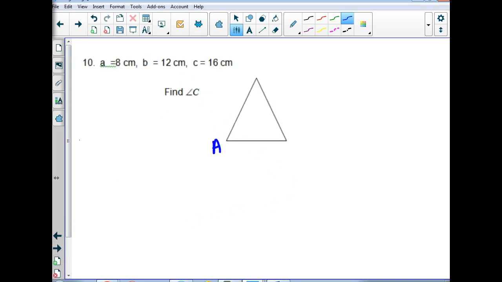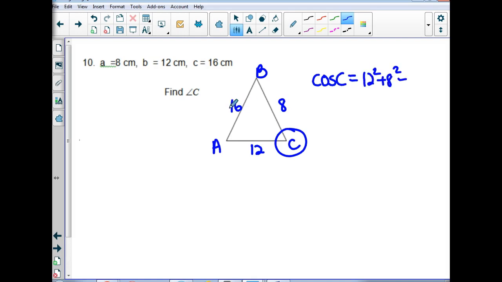Next one and last one on the quiz preview, ABC. Little a would be 8, little b would be 12, opposite big B, and C would be 16. And we want to find angle C. Since we're finding angle C, cosine of C is equal to the adjacent sides squared and added, minus the side across from it squared, all over 2 times the adjacent sides multiplied, 8 and 12.